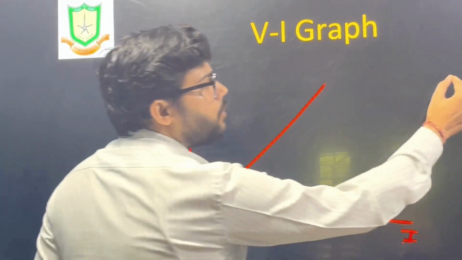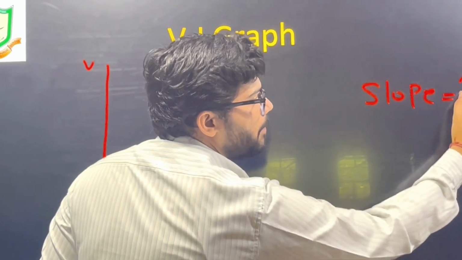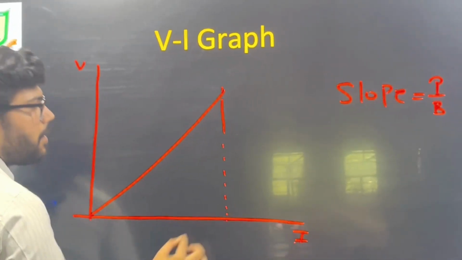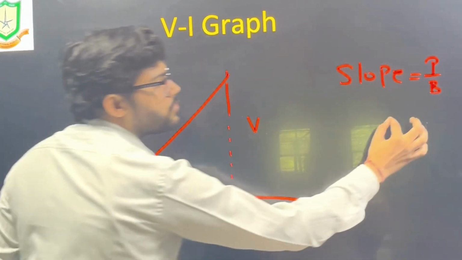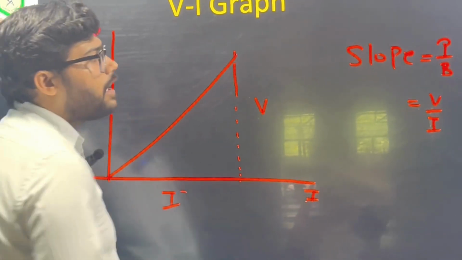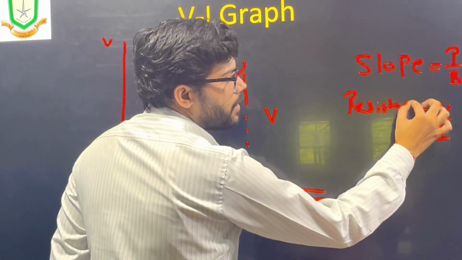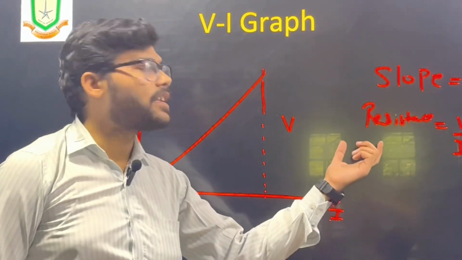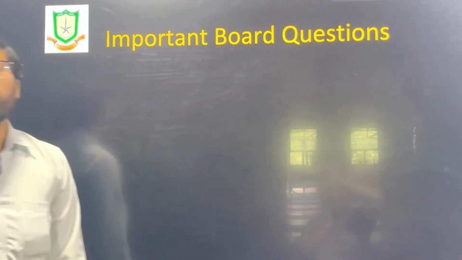Now, if we calculate the slope of the graph, the slope is equal to perpendicular over base. So, if I draw a line from here, my perpendicular will be V, my base will be I. So, slope will be V over I. V over I is your resistance. So according to Ohm's law, we get R is equal to V over I, and we get the value of R as constant. Now let's see some board important questions.